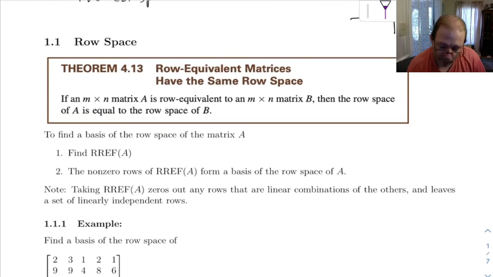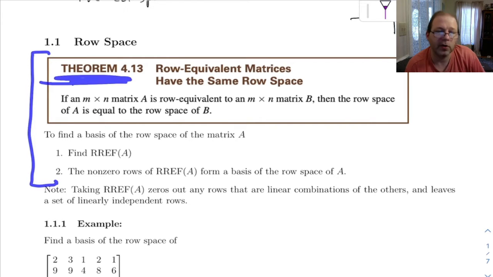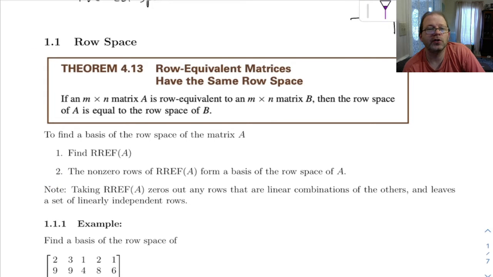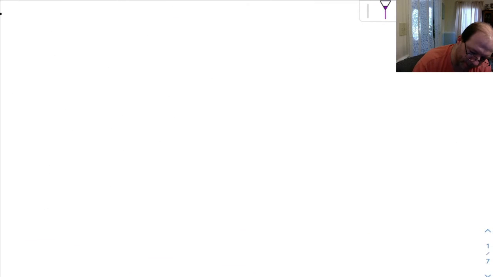Let's look at finding the basis of the row space of a matrix. Now, there are a couple of things up here that tell us how to do it, and this theorem is important. But before we look at those, I want to look at two simple examples that we can do by just kind of looking at them and thinking about them.